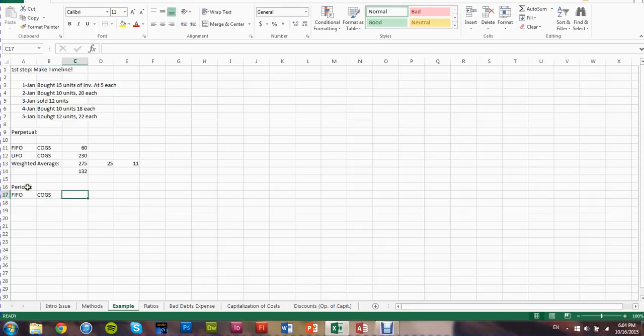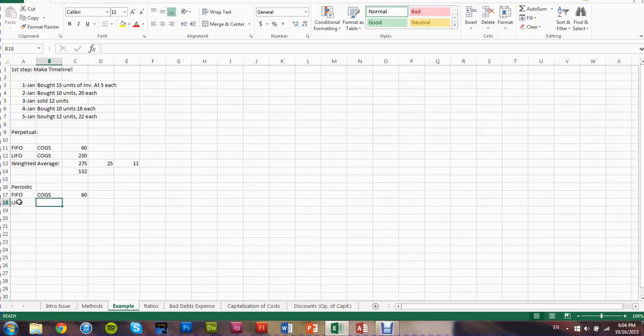Now, again, as I said earlier, periodic and perpetual, first in, first out, are always the same. Because even if we wait till this point in time, which is what perpetual is, periodic is waiting till the end of the period, the first is still this top line. So periodic and perpetual, first in, first out, won't be different. Now, however, the others will.